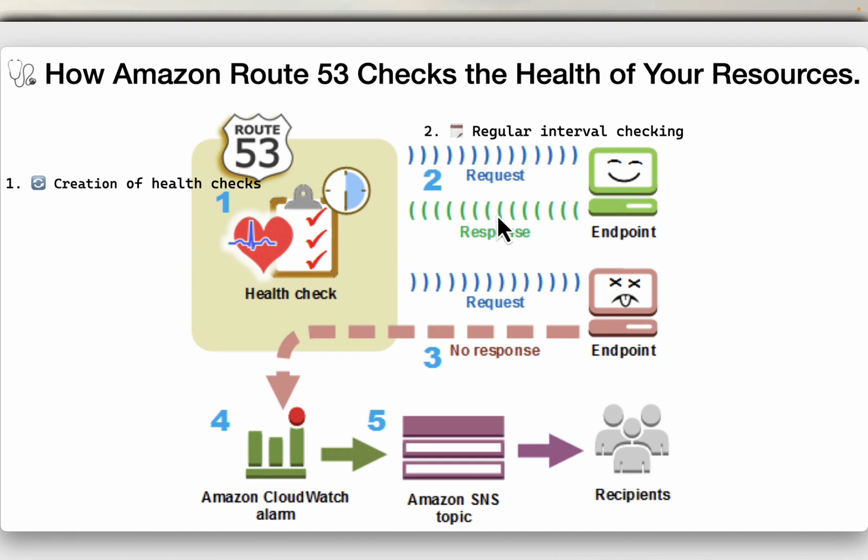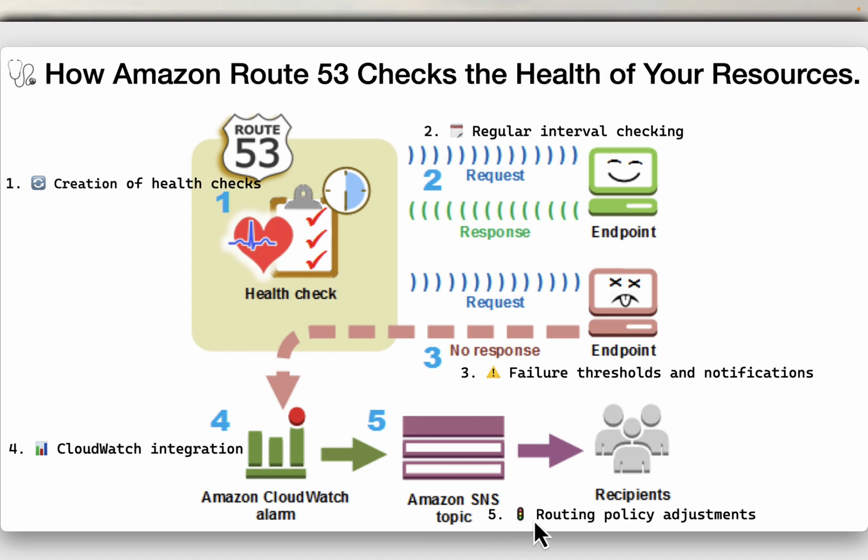Second, regular interval checking. Amazon Route 53 performs checks at specified intervals determining resource availability. Then third, failure thresholds and notifications. If the failure threshold is met, Route 53 deems the resource unhealthy and can trigger notifications. Then fourth, CloudWatch integration. Health checks can be linked with CloudWatch alarms to provide detailed notifications and metrics. Finally, fifth, routing policy adjustments. So based on health check outcomes, Route 53 modifies routing policies to direct traffic to healthy endpoints.